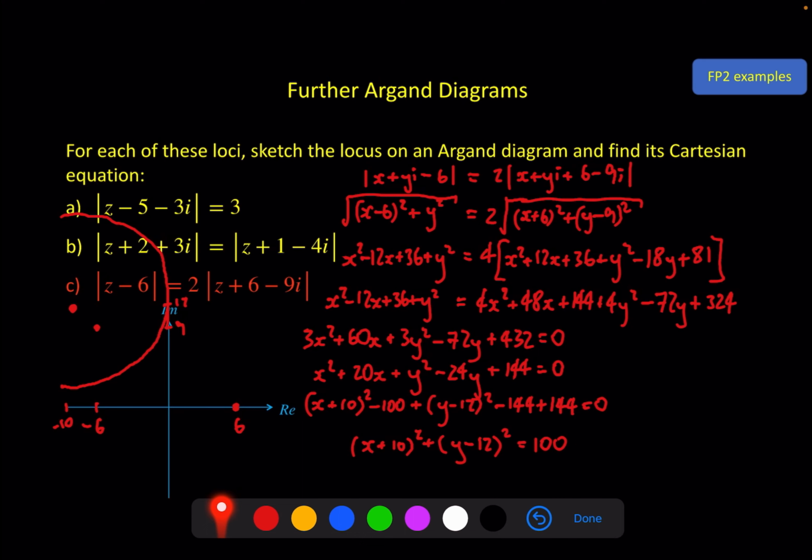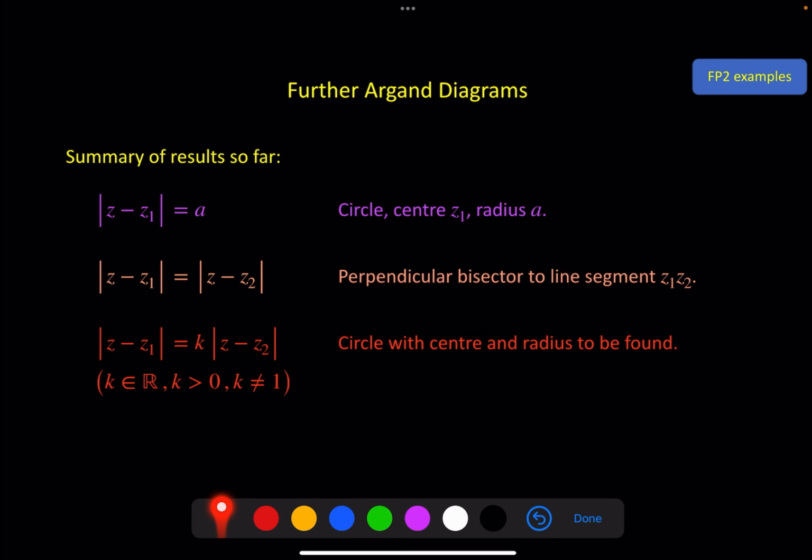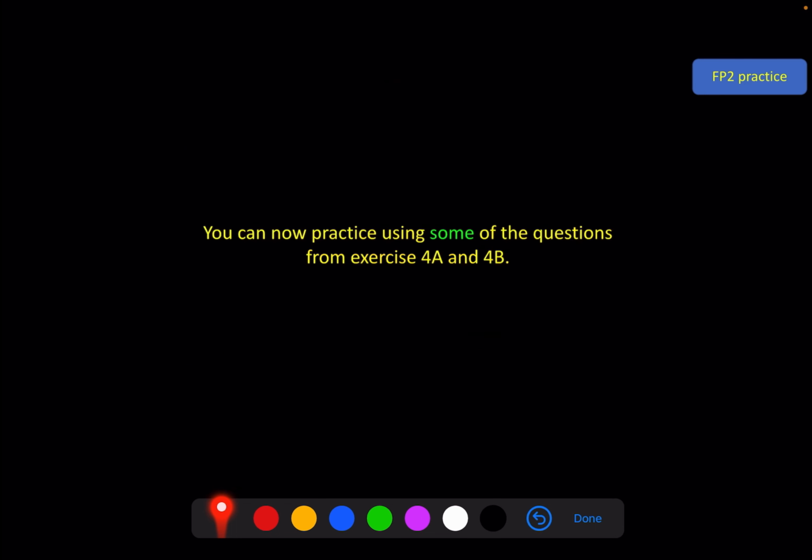That's it for this first video. We've got 3 standard results so far, all to do with the modulus, but because I've left the argument loci to the next video, that means you can use some of the questions from exercise 4A and some from 4B. You'll have to decide which ones you can and cannot yet do. Or you could just watch the next video straight away and then do all of them. Maybe I'll see you there.